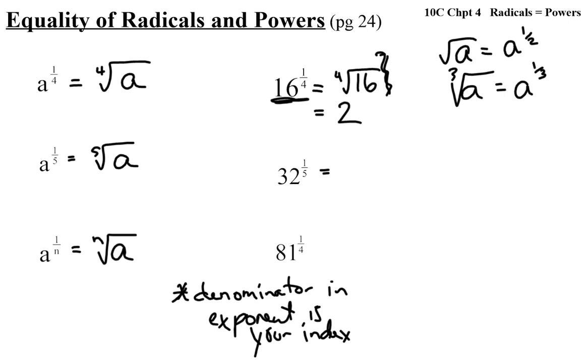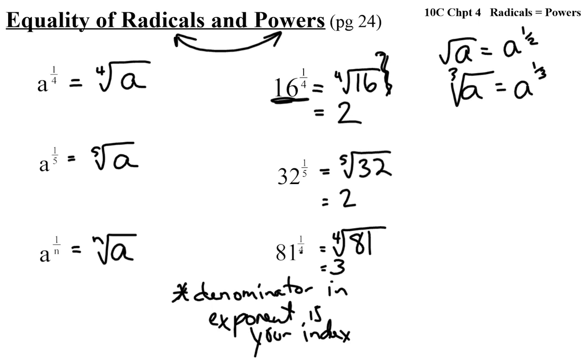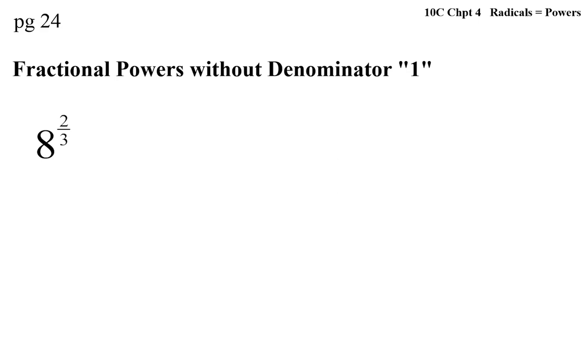32 to the 1/5, well, that's the same as saying the 5th root of 32, which is 2. 81 to the 1/4, the fractional exponent looks ugly, but that's just the same as the 4th root of 81. What do you multiply 4 times to get 81? A 3. So radicals and powers are related. These become relatively easy calculations even though they look tricky.